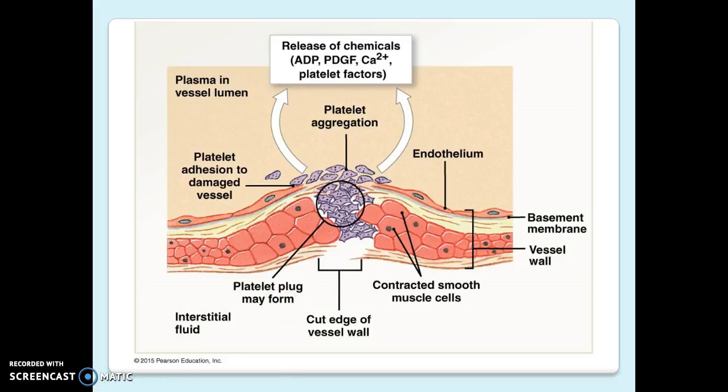Now, this is not a blood clot. Once the vascular spasm relaxes, this will not withstand the pressure of regular blood flow through here. But it is a step in the right direction, and we are starting to close off and not allow blood loss to happen through this hole anymore. Okay? And so that moves us on to the next phase of this, which is the coagulation phase.